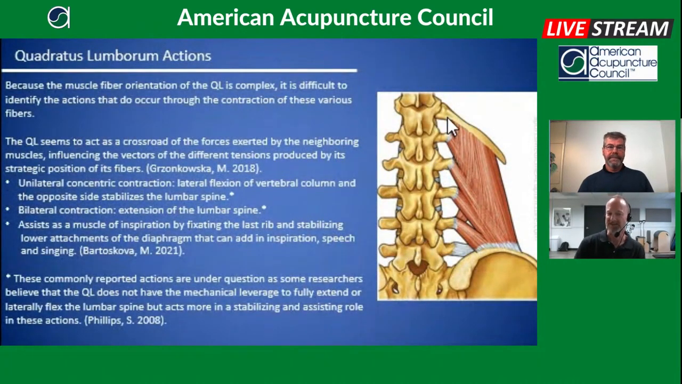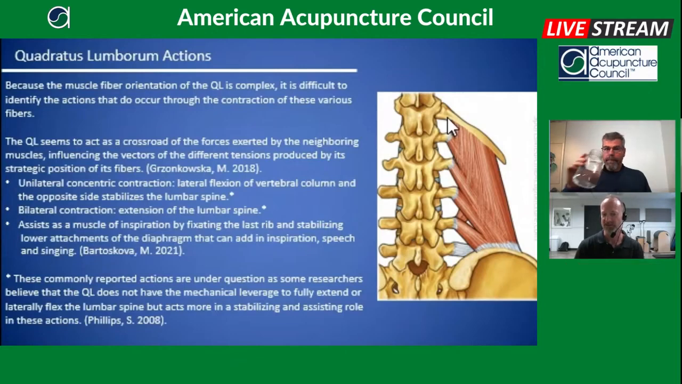So because of this complexity, the muscle fiber and fascicle orientation of the QL, it's difficult really to identify the actions when you're looking at the Quadratus Lumborum and its line of pulls. It'd be one thing if it went from ilium to 12th rib. If it was just a straight shot from the ilium to the 12th rib, you could speculate much more easily what its role would be, because it would be acting from the hip to the rib. But because there are various forces, various vectors acting on it, there's a lot of uncertainty on the role, the action of the Quadratus Lumborum.